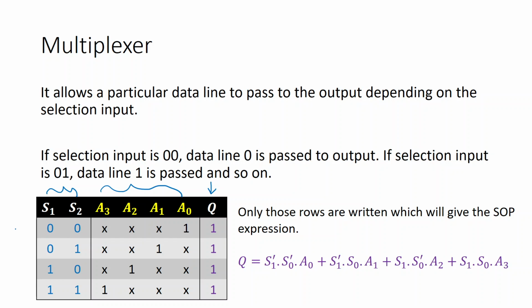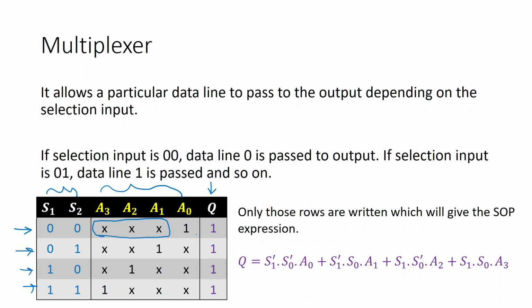When the selection input is 0 0, A0 is going to be passed. So if A0 is 1, Q is going to be 1 no matter what A1 to A3 are. So these are all X. No matter what A1 to A3 are, I am going to replicate A0 at the output. Similarly for 0 1, 1 0 and 1 1; for 1 0, A2 is coming to the output.